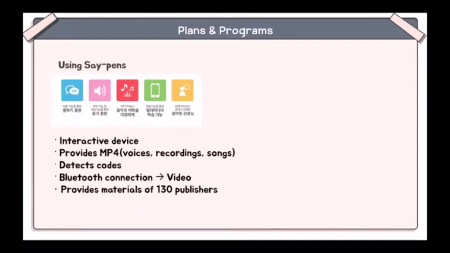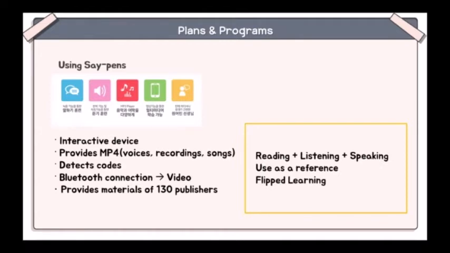When you connect the device by Bluetooth with nearby devices with screens or monitors, some of them will appear in a video format also. SafePen currently provides materials from 130 publishers, so it has a wide range of levels and diversity of stories and songs. With these devices, we can easily plan reading programs for each student. Since it also provides recorded voices, reading the sentences or words, it can broaden to listening functions as well.